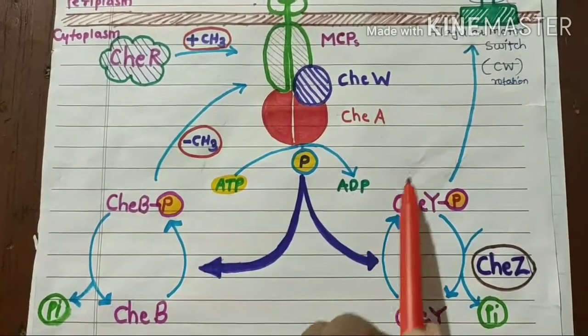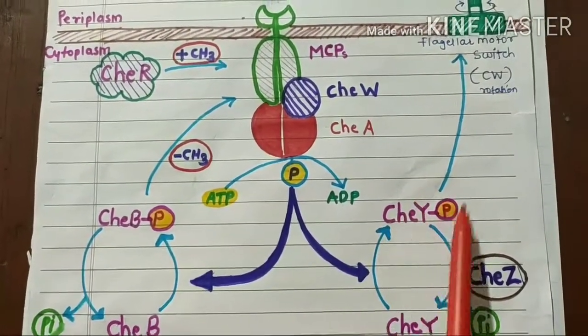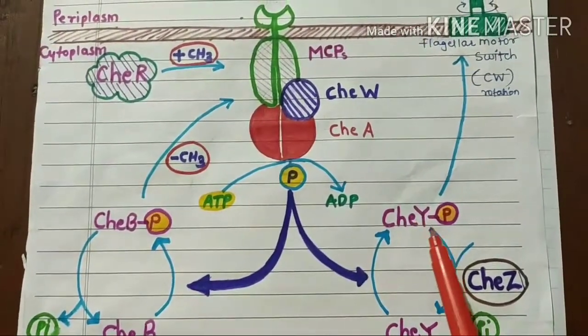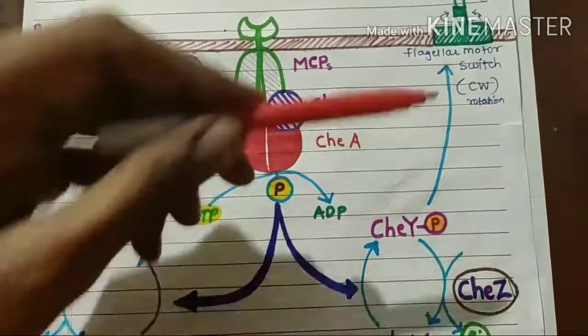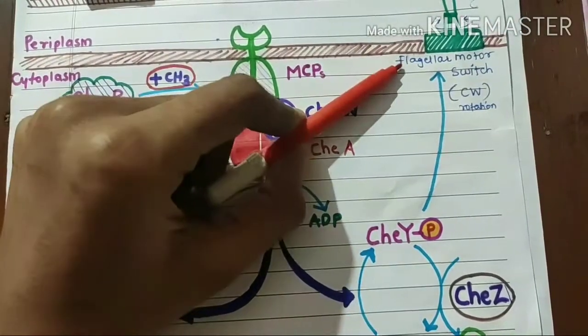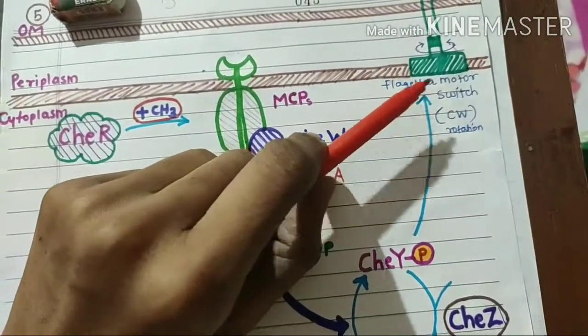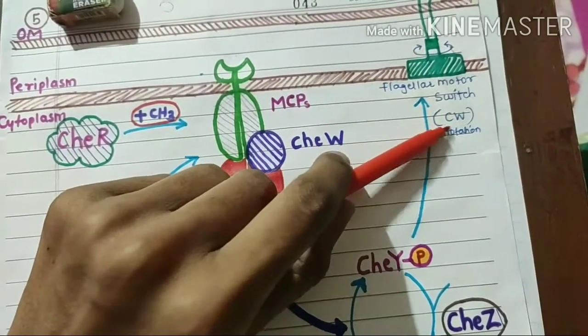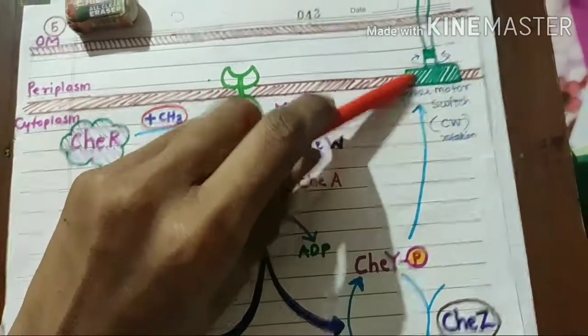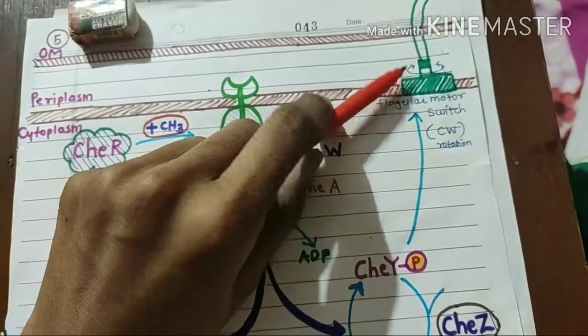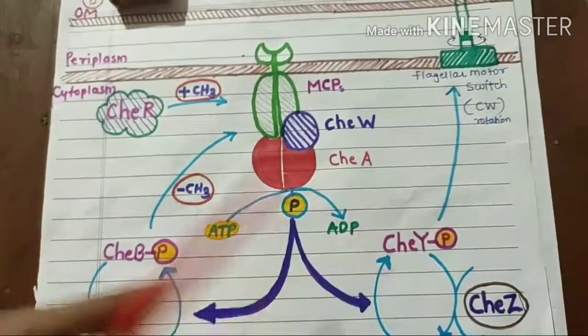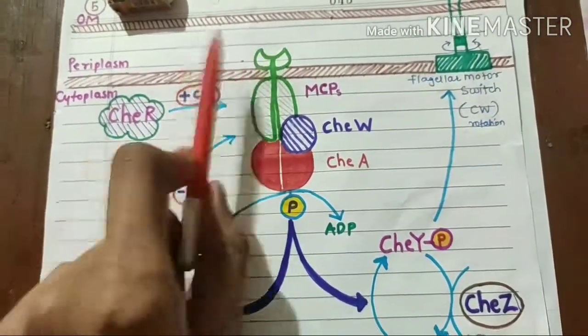So it phosphorylates CheY to CheY-P. This activated CheY goes to the flagellar motor switch, and it causes this motor switch to rotate in a clockwise manner. Because of which the cell tumbles. So this is what happens when nothing is bound, in the normal run and tumble.